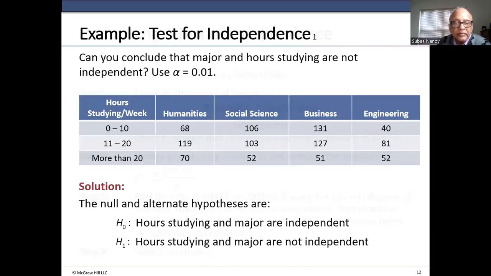State a conclusion. So the null hypothesis: studying and measure are independent. Alternate: studying and measure are not independent. How to do this in the calculator? So I'll work with you.